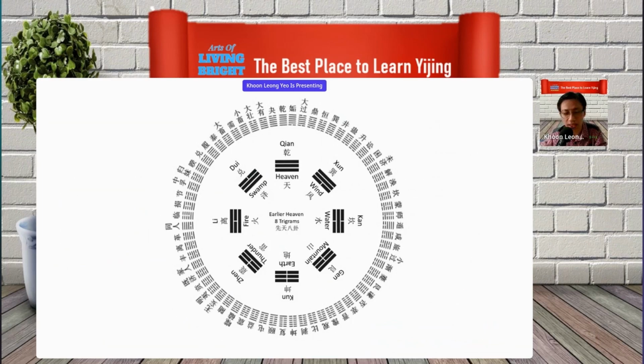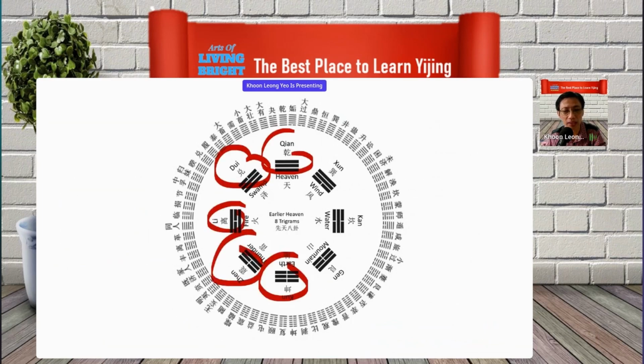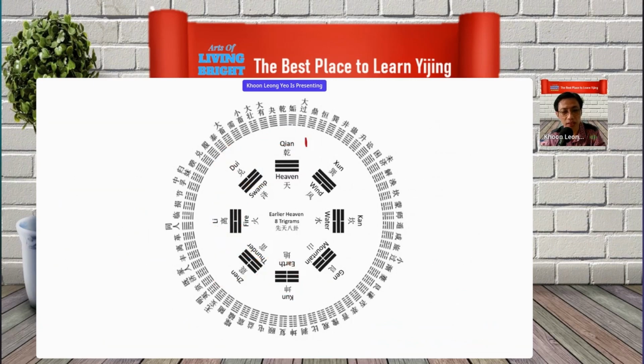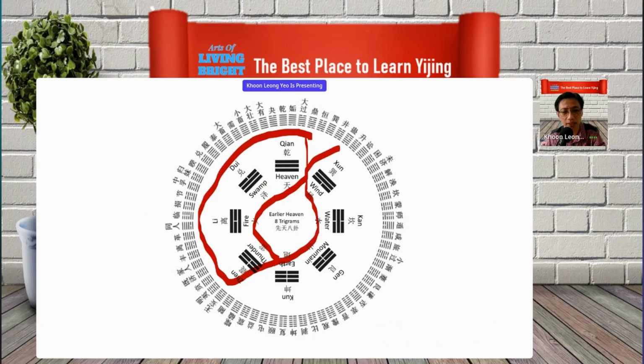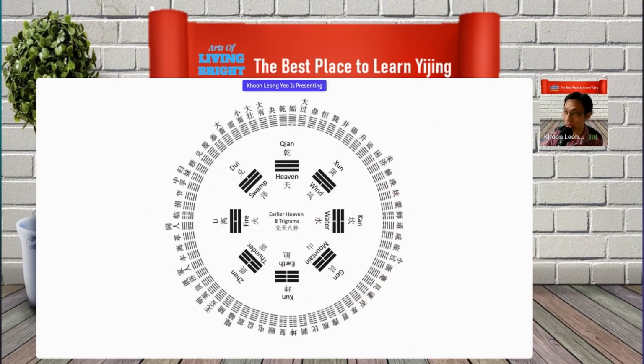Now, the interesting thing comes in here. Inside the ring is the layout of the earlier heaven 8 trigrams with Qian Gua on top, Kun Gua below, and then followed by Dui Gua, Li Gua, Zhen Gua. Remember, the 天 side is this, and then the 地 side is here. So it's split up into 2 camps, the yang camp and the yin camp.